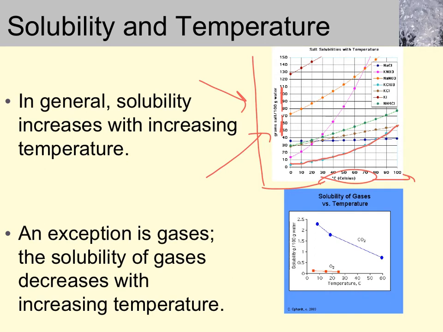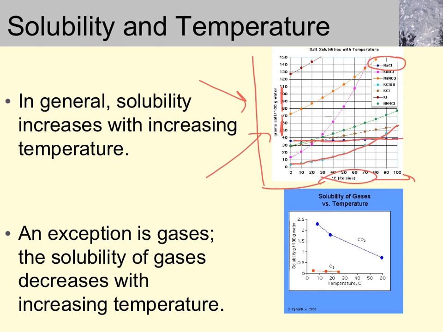If somebody told me to look for trends and exceptions, I would look at this blue line and I would say, you know what? Whatever that blue line is doesn't change much with temperature. I wonder what it is. It is sodium chloride, table salt. So heating up a solution of sodium chloride doesn't help that much, but in general, most everything that is a solid gets more soluble with increasing temperature.